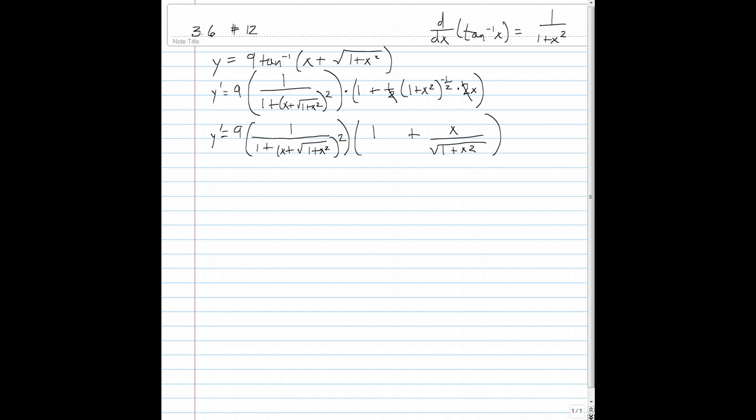We can go ahead and expand this, and then we can also rationalize this piece of the derivative to get rid of this radical in the bottom. So we're going to go ahead and do that. So we get y prime equals 1 over 1 plus, when we square this, we're going to get x squared plus 2x times the square root of 1 plus x squared plus 1 plus x squared.